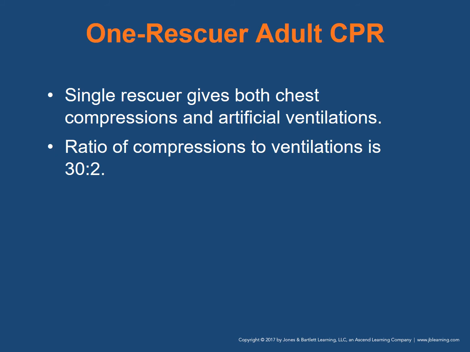But like I said, for testing purposes, you definitely do want to be aware of the differences between adult, child, and infant CPR. So we'll get started here with one rescuer adult CPR. A single rescuer for adult CPR gives both chest compressions and the artificial ventilations. Remember that our compression to ventilation ratio is 30:2. So for every 30 compressions we do on the chest, we're going to provide 2 good quality ventilations for our patient. This is best performed using the mouth to mask technique.